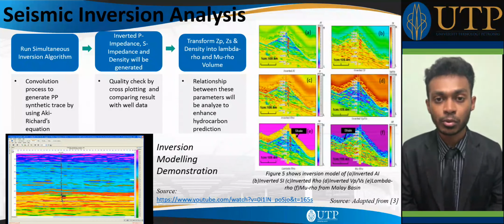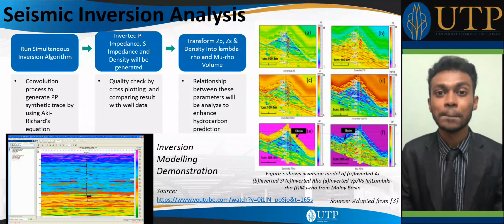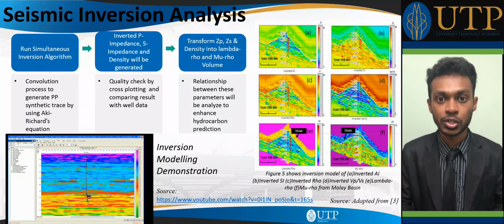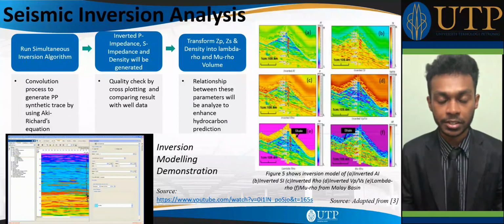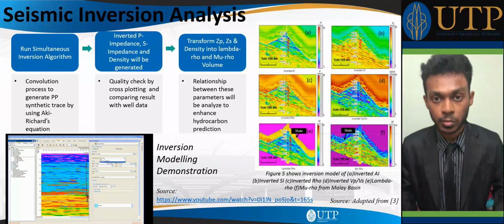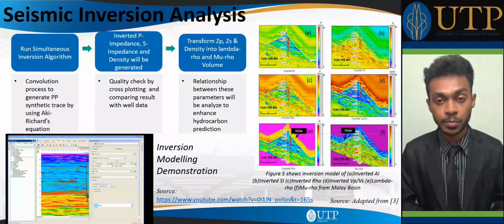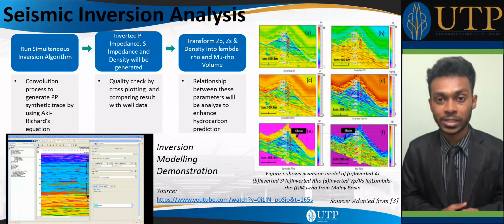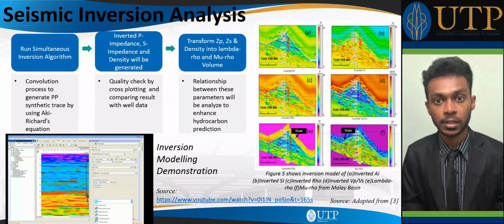First, the convolution process should be carried out to generate the reflected P-wave synthetic trace by using the Aki-Richards equation after wavelet extraction and generating the low-frequency model. A simultaneous inversion algorithm, such as Hampson-Russell's one, should be applied to the volume. As a product, three inverted volumes, namely inverted P impedance, inverted S impedance, and density, will be generated, and we need to quality check them by cross-plotting and comparing the result with the well data.